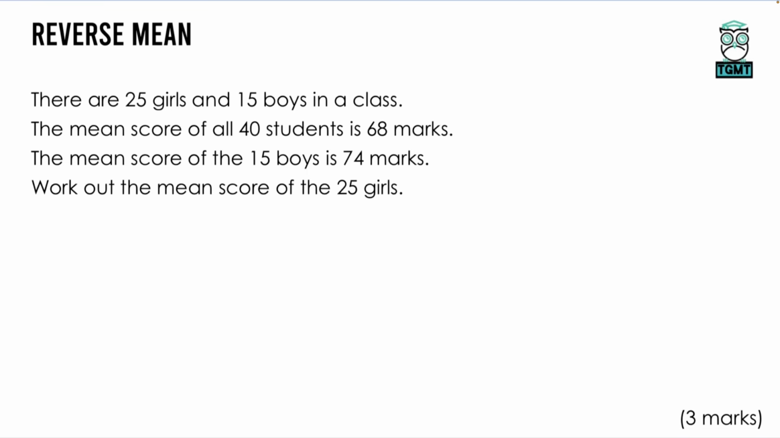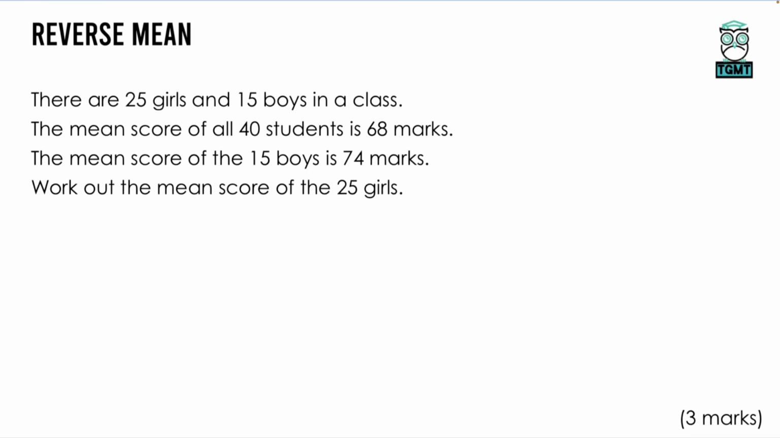Now, again, with a question like this, think about if we had the information, what do we actually need to work out the mean score of the 25 girls? We need their total score, and we would then divide it by 25. So we are missing their total. So what we can do is use the mean given to us for the whole class and for the boys to work out their totals, and the girls' total will be what's left over.